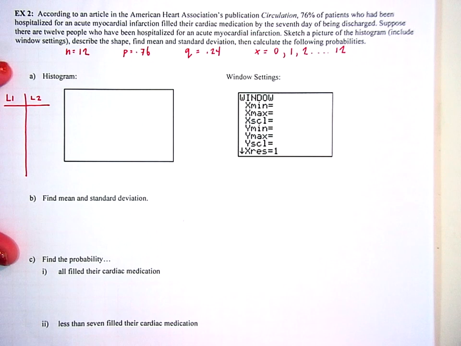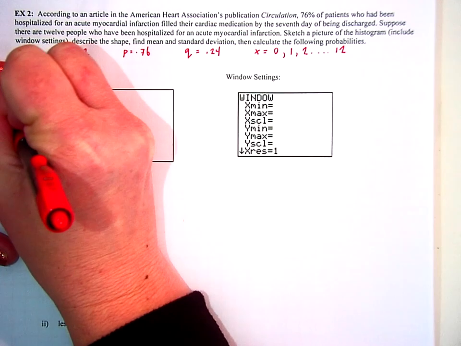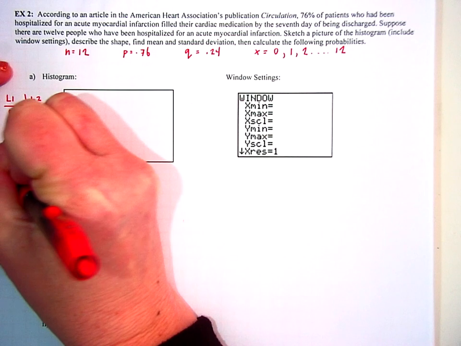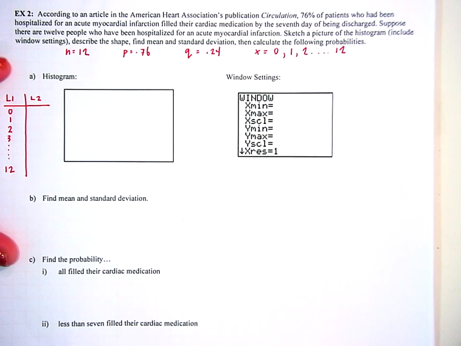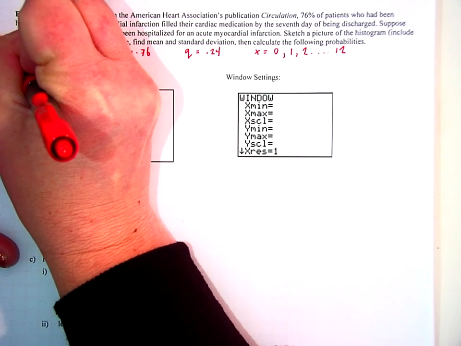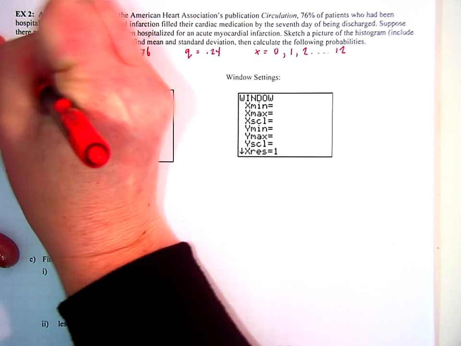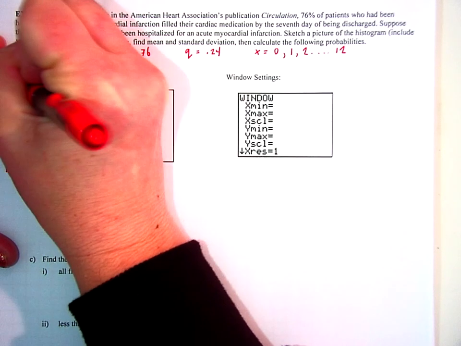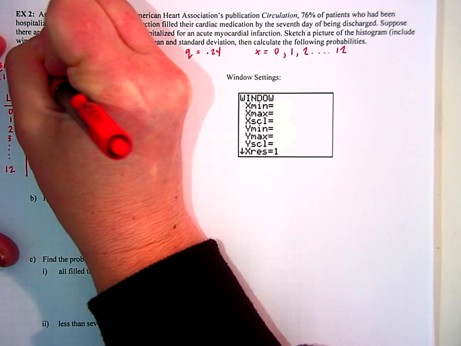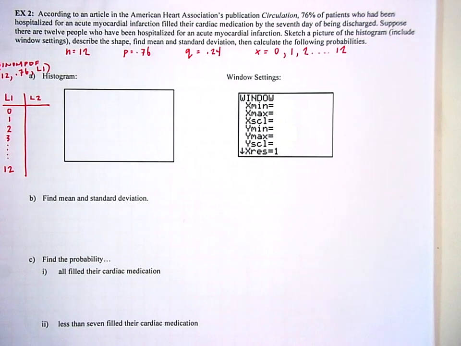So here I need to make my L1 go 0 to 12. So I'll just type in a few or write down a few like that. And then for the L2, I'm going to say binomPDF, my n value 12, my probability of success 0.76, and then I'm looking at all the values that my random variable can take, and those are in the L1.